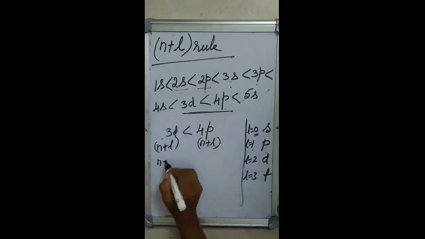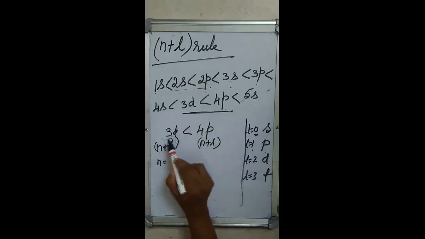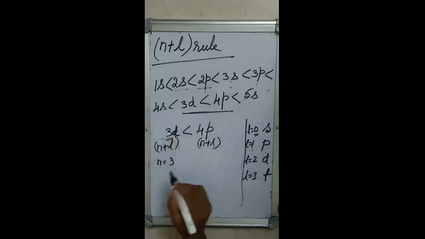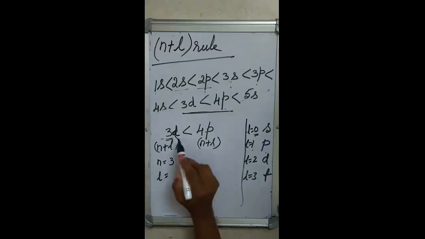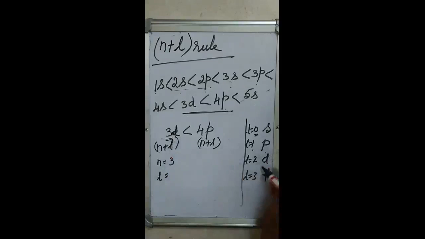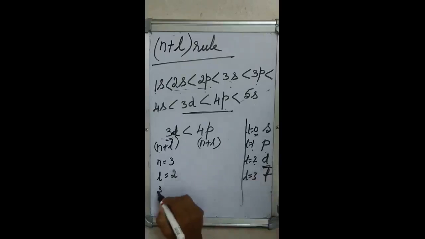Okay, now n, what is the value of n? For this it is 3. Okay, now it is a D subshell. What is the value of L for the D subshell? It is 2. So 3 plus 2, you will get the answer as 5.